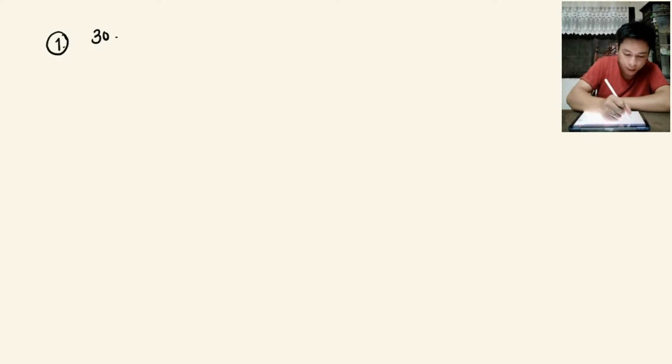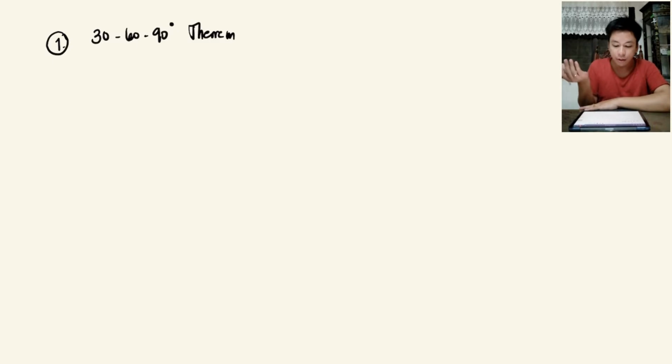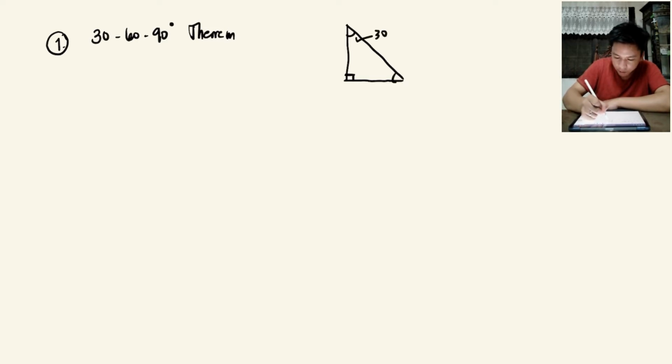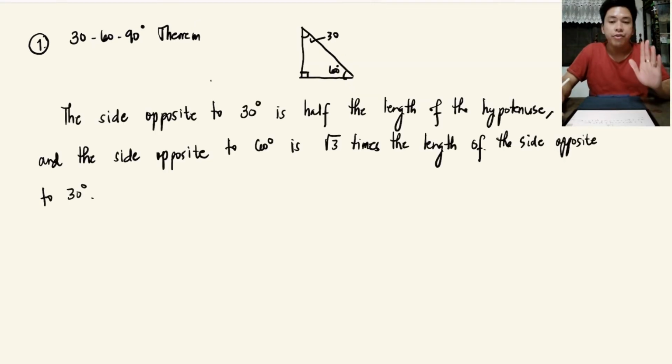We have the 30-60-90 degree theorem. So how does it look? You have a triangle here. One angle is 90, so this is a right triangle. Let's say this one here is 30, and this one here is 60. So what does the 30-60-90 degree theorem say?